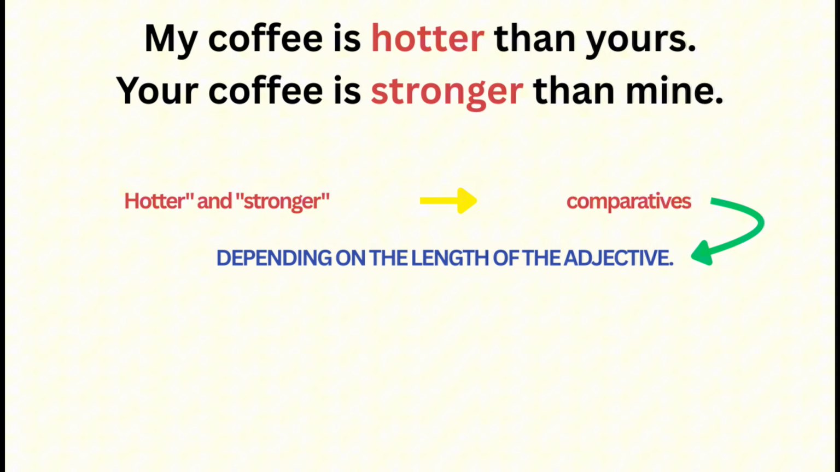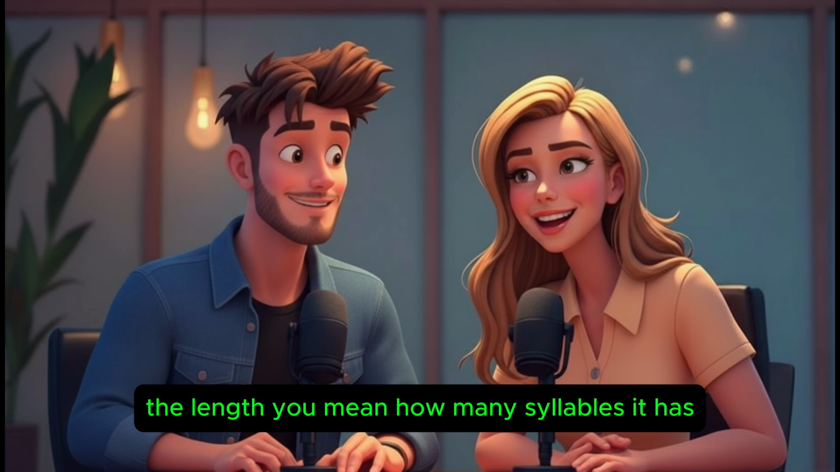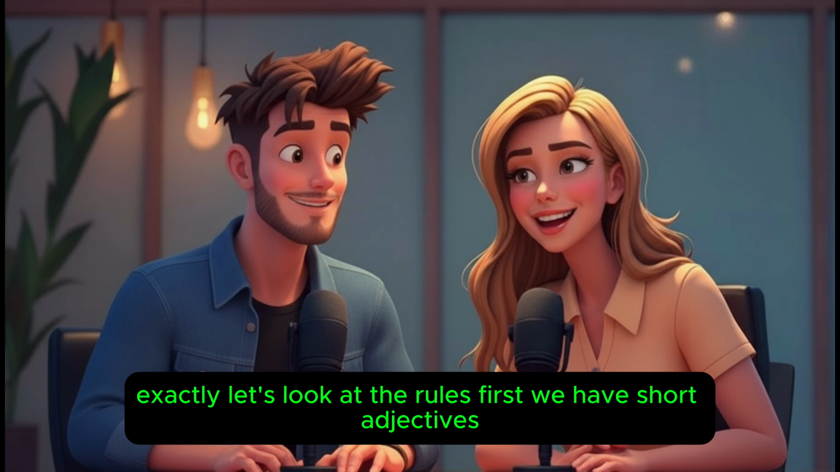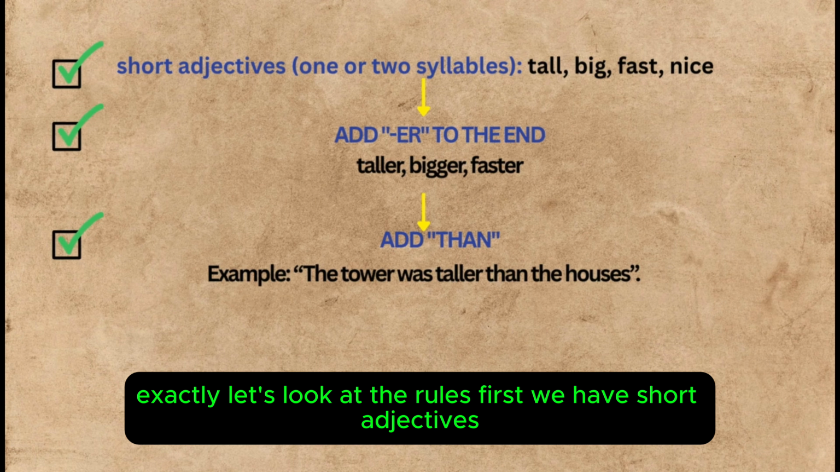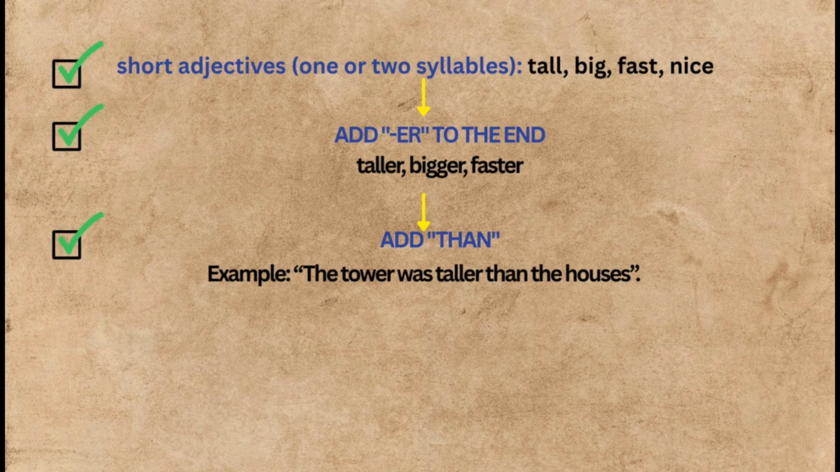Right. Now, here's the thing. We form comparatives differently depending on the length of the adjective. The length? You mean how many syllables it has? Exactly. Let's look at the rules. First, we have short adjectives. These are adjectives with one or two syllables. Like tall, big, fast, nice? Perfect examples. For these short adjectives, we simply add er to the end. So tall becomes taller, big becomes bigger, fast becomes faster.